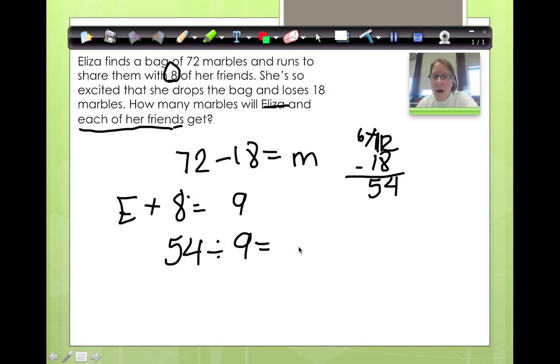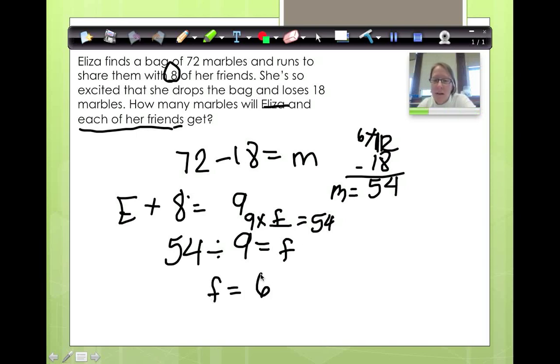This is what we want. Let's say another letter. Let's say F. It doesn't even matter what letter you pick. Okay, so 54 divided by 9. So this actually is M. M equals 54. I should have written that before. Okay, 54 divided by 9. Well, what times 9 gives us 54? Oh my goodness, look what that would be. That would be F. Whatever it is, that's going to be F, the thing we don't know. The unknown gets to have a letter. Okay, so 9 times what gives me 54? 9 times 6 gives me 54, but 6 what?